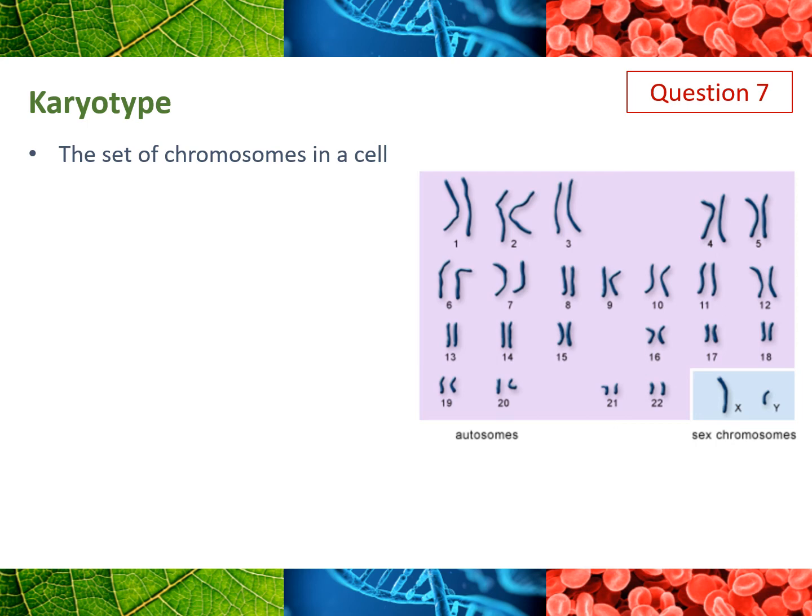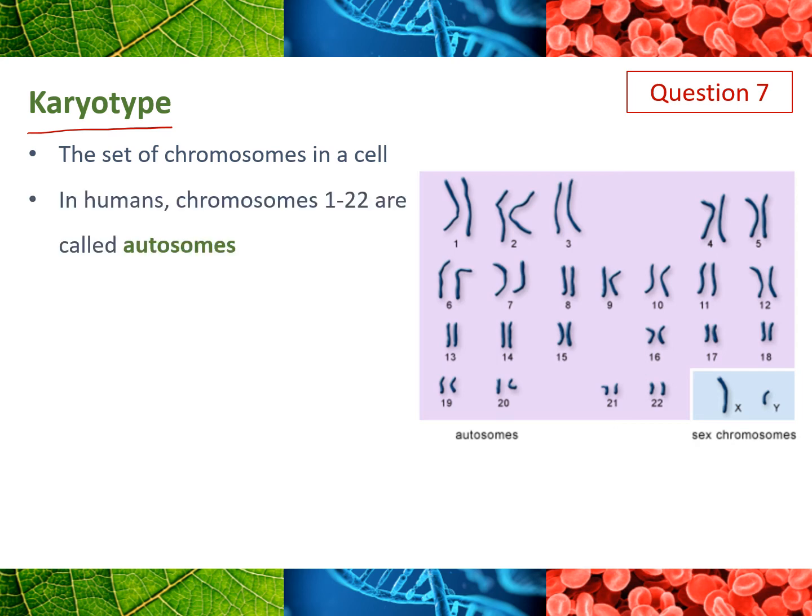Okay, another term you need to know is karyotype. This is basically just the term for the set of chromosomes within a cell. So like in that last picture, it showed all those chromosomes in the nucleus. We call this a karyotype. Now, as we know, humans have 23 pairs, 23 plus 23 in a diploid cell.